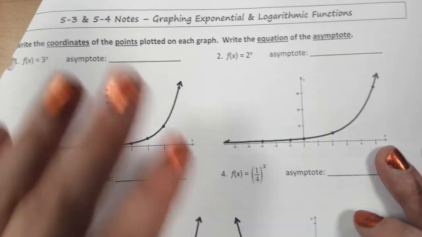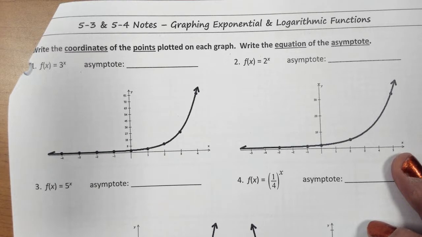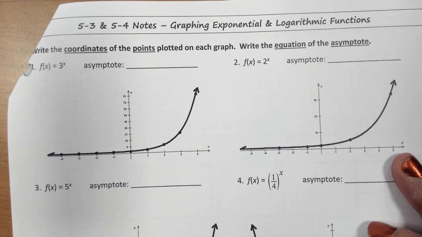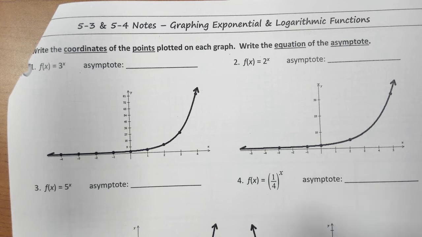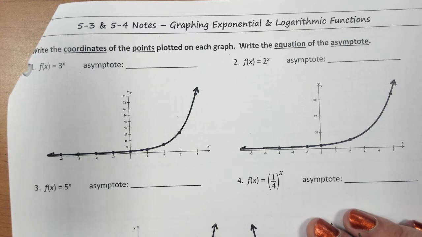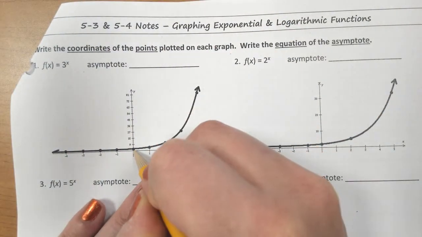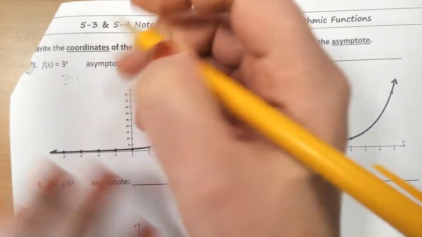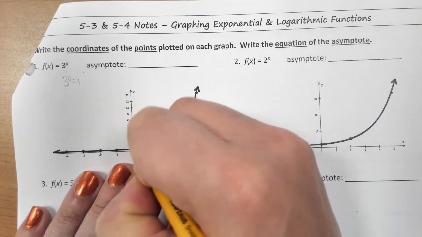If you look on the front page, the directions say to write the coordinates of the points that are plotted on each graph, and then write the equation of the asymptote. The idea here is really to make sure everyone's clear on why we get the asymptote we get when graphing an exponential equation. I like to start at the beginning when x equals 0. You can imagine plugging in and you get 3 to the 0, and anything to the 0 power is 1. So our first point would be (0, 1).